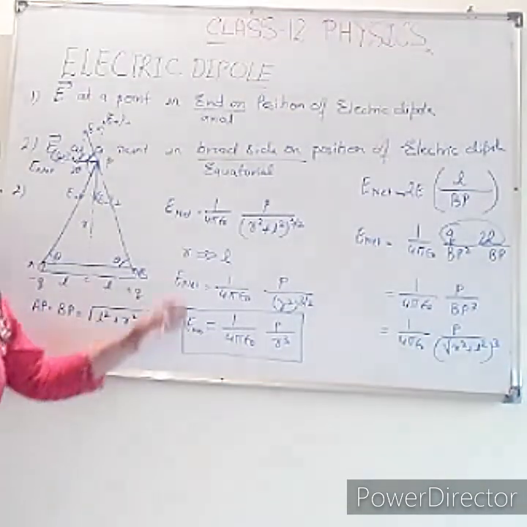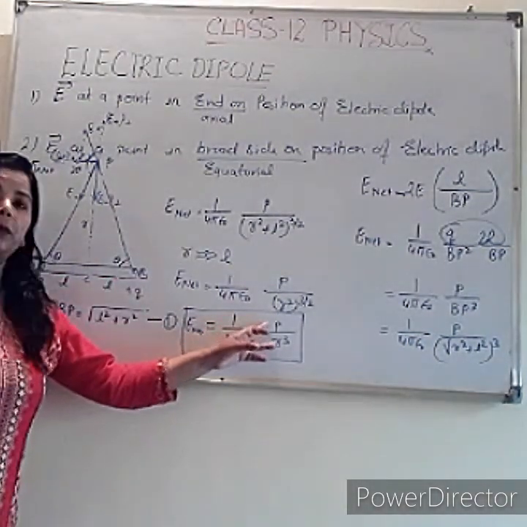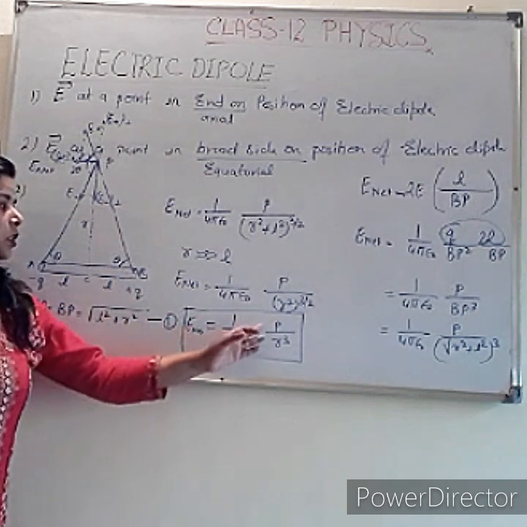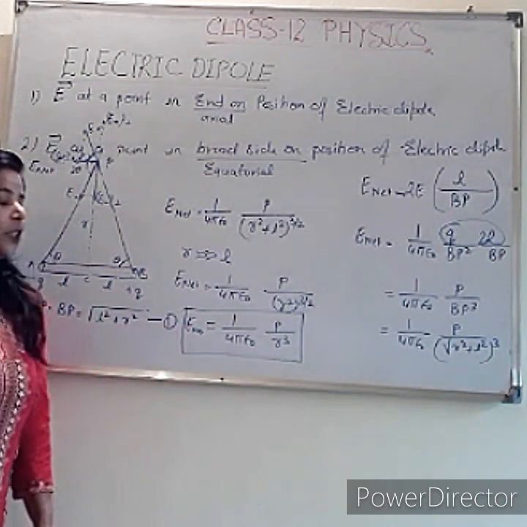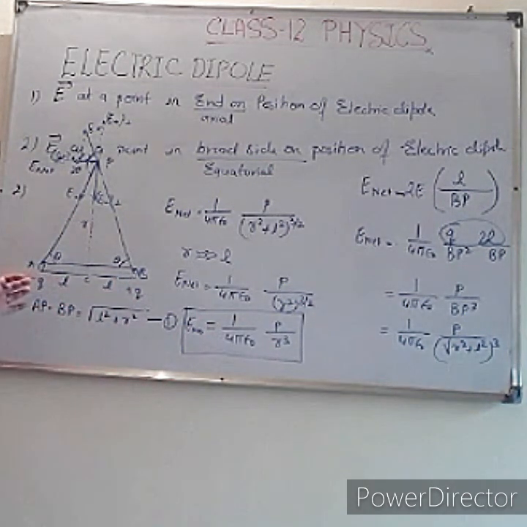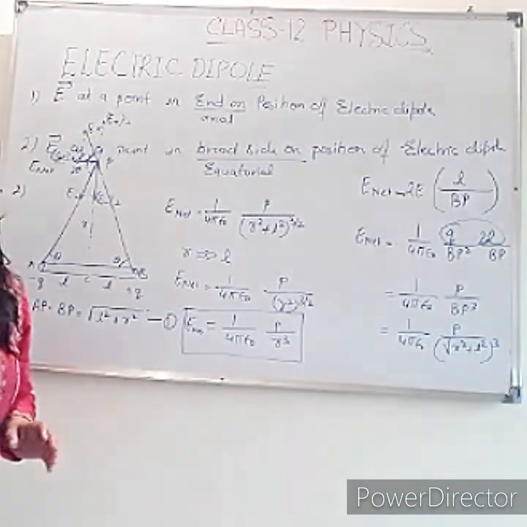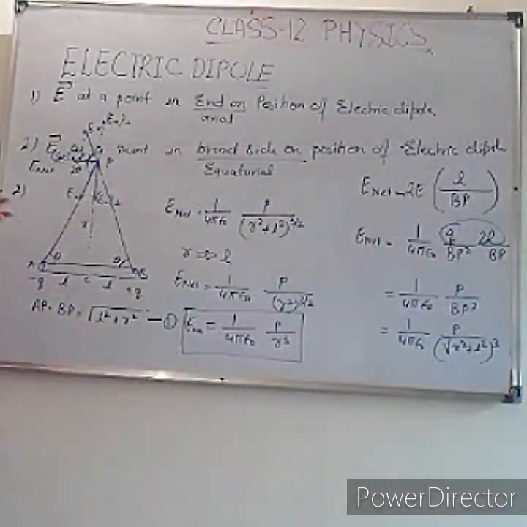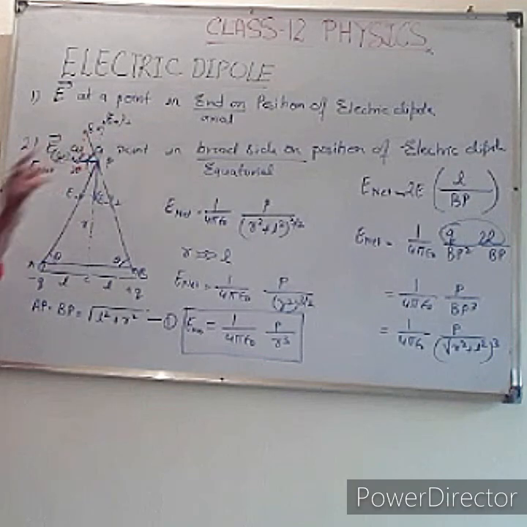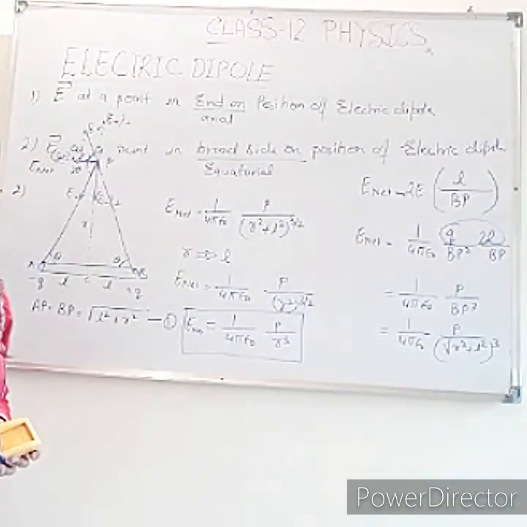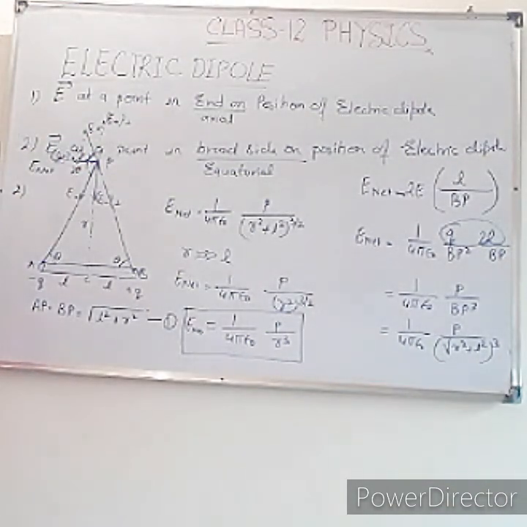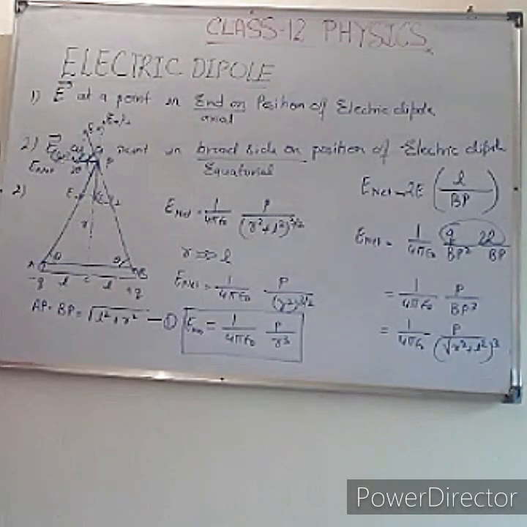So you can see in the end on position we got the term 2P, and in the broadside on position we got the term P. That means the electric field value in the broadside on position is lesser compared to the electric field value in the end on position. Okay. So these are the two cases which are important in board examination.